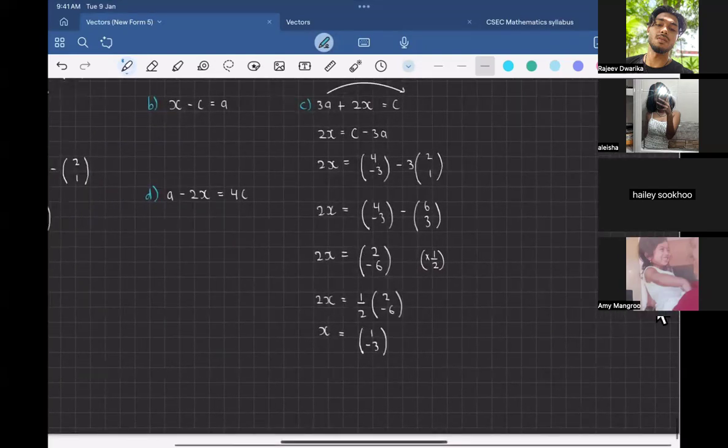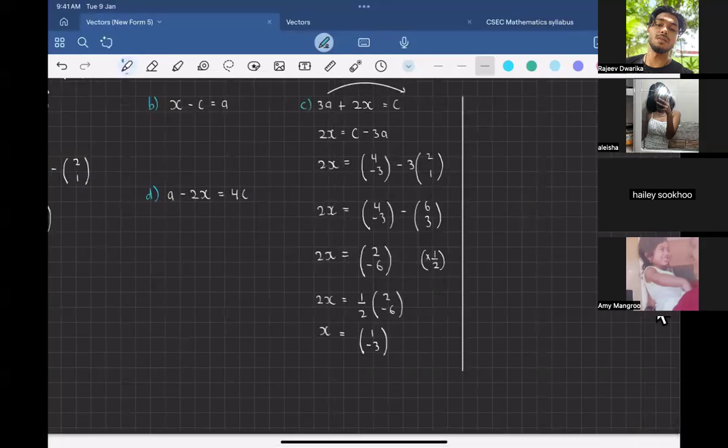You can do it like that, or you could have done it like this. When you reach this point and you have 2x equal to c minus 3a, you could have multiplied by a half here. So you end up with x is equal to a half, and since you're multiplying everything by a half, you're going to end up with a half c.